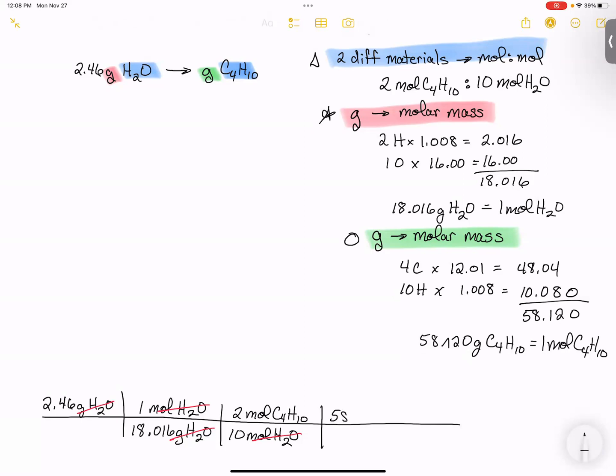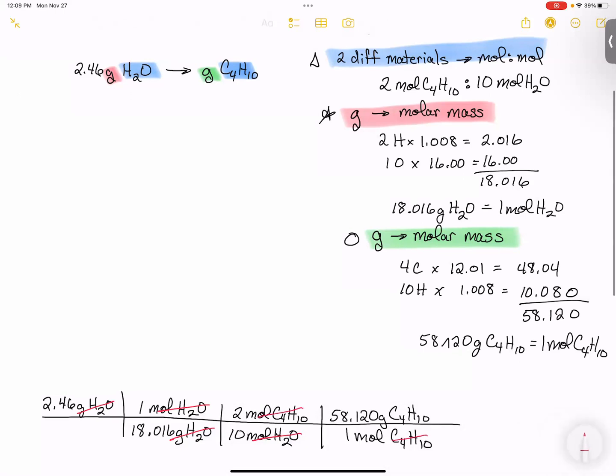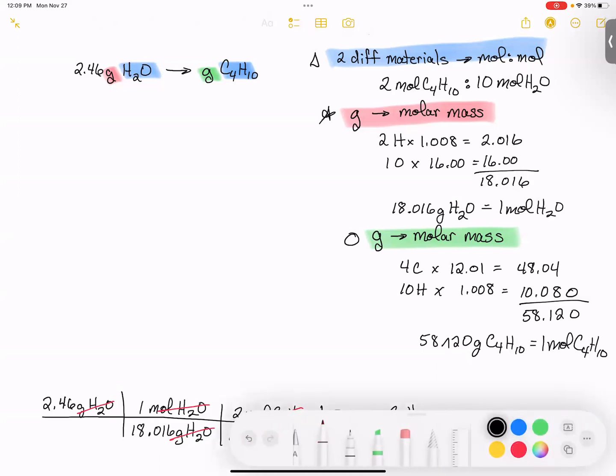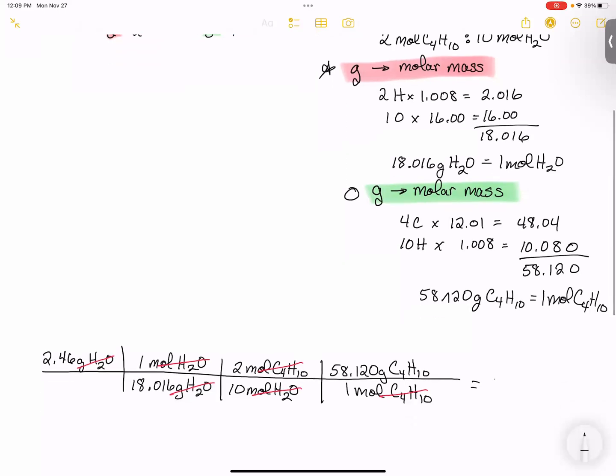The 58.120 grams of butane will go in the numerator, and the 1 mole of butane will go in the denominator. We put the mole of butane in the denominator so that the unit and the substance would cancel, leaving you grams of butane, which is what you were asked to solve for. So 2.46 divided by 18.016 times 2 divided by 10 times 58.120, and you get an answer of 1.59 grams of butane.